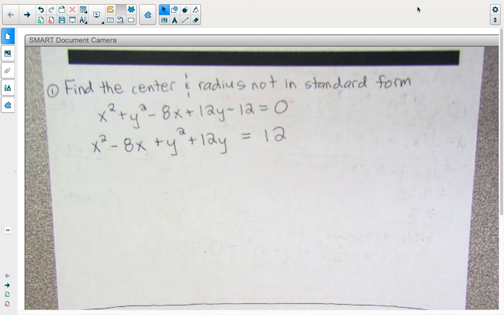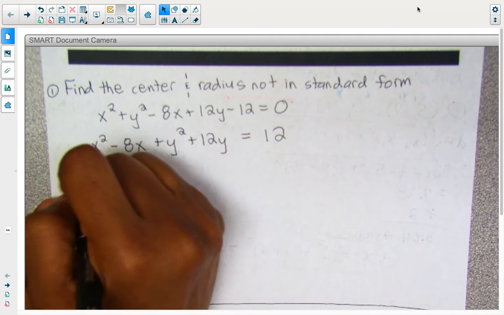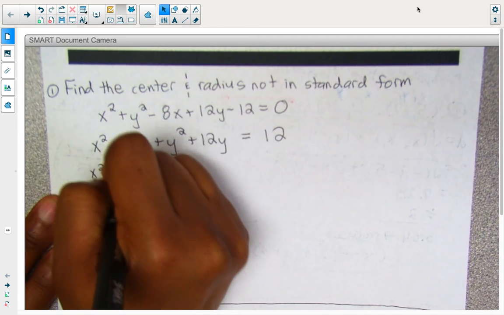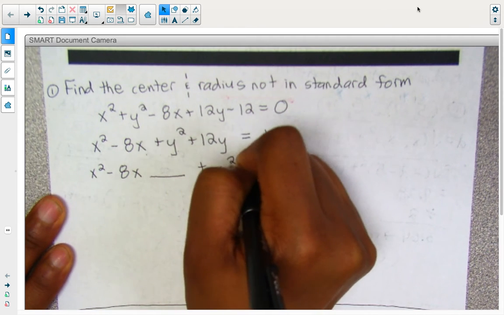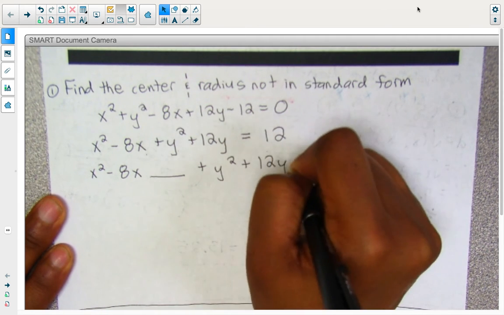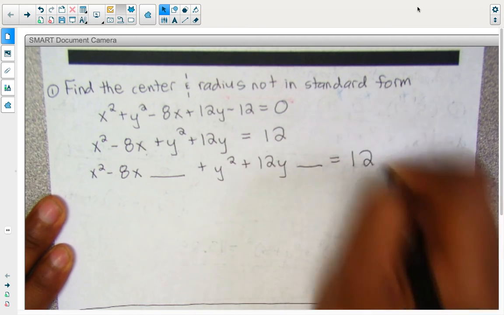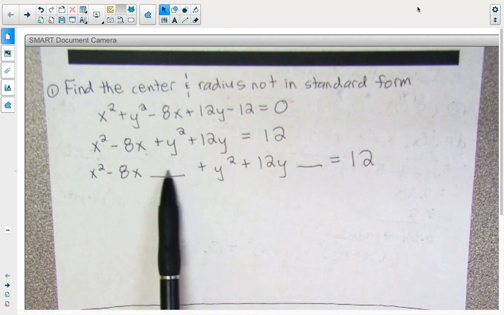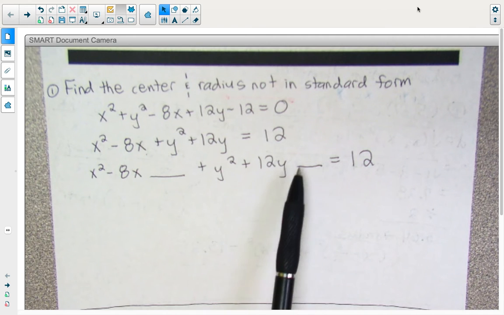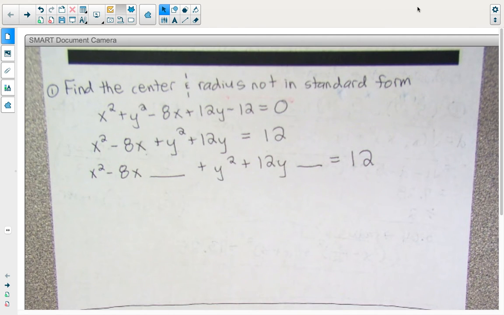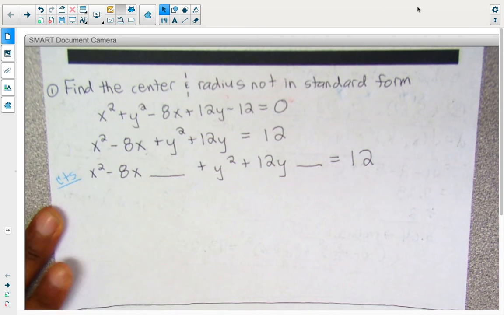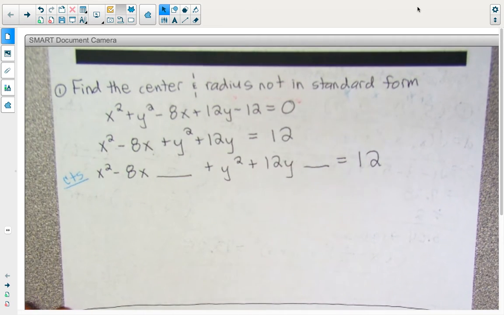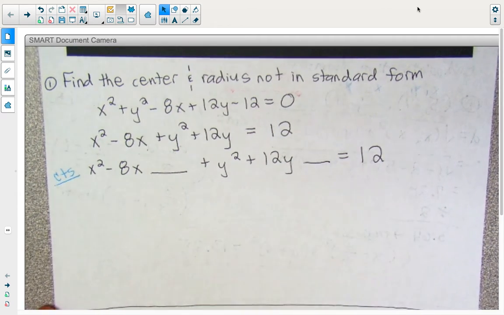Now I'm going to bring up completing the square. It's been a very long time since we've done that. So I am going to complete the square so that I can put this in standard form. So we're going to find the missing number here. We're going to find the missing number here. So we're going to complete the square twice. I like to put my steps off to the side when I complete the square. When you complete the square, you take half of the middle number and then square that number.